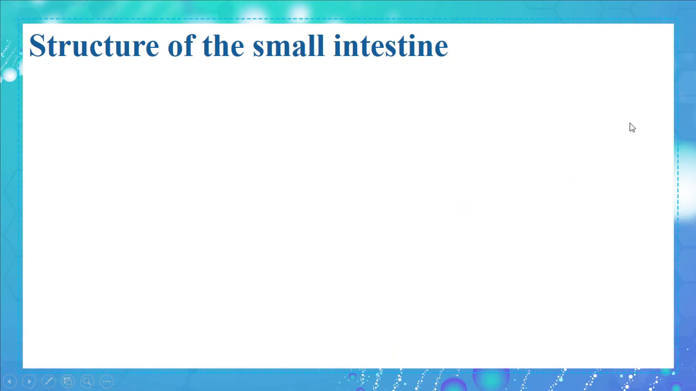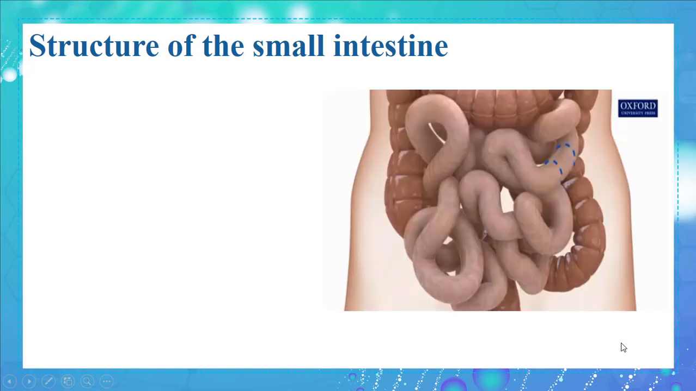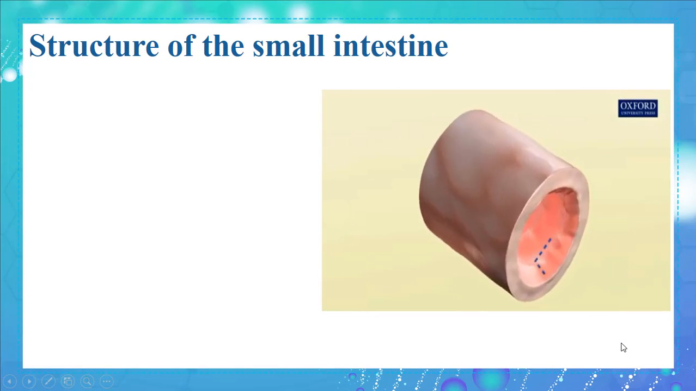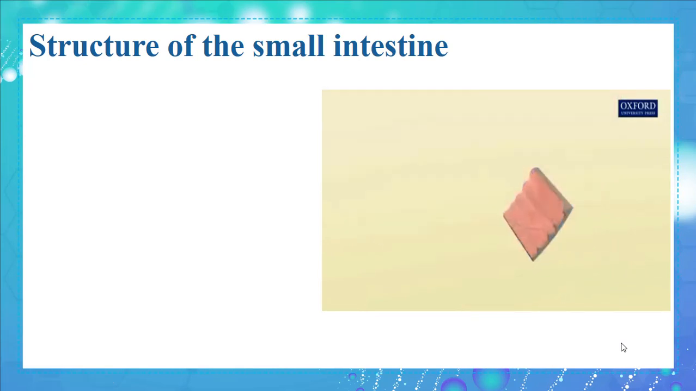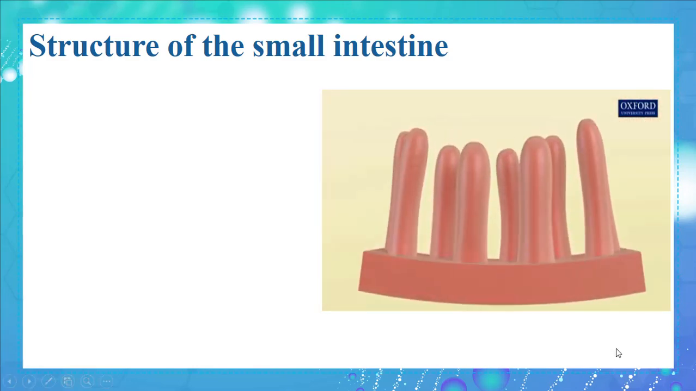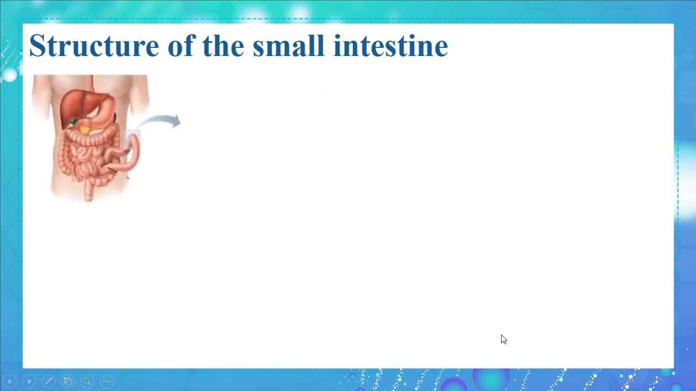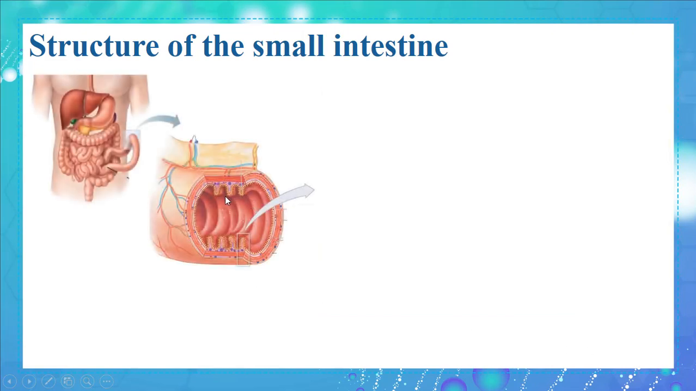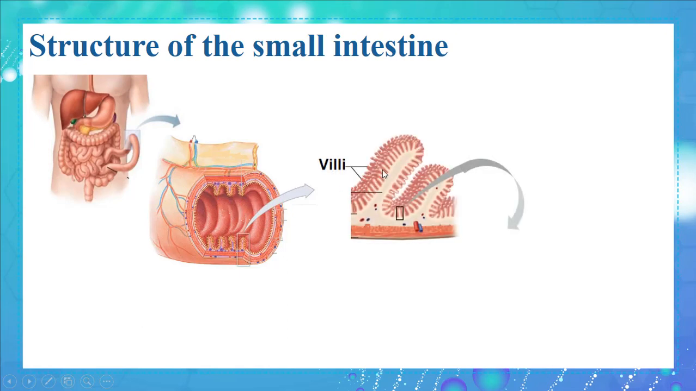Let's now study the structure of the small intestine where the nutrients are found. If we take a portion of the small intestine and cut it open, we will see that the inner wall of the small intestine is not smooth. It is covered with circular folds or ridges, each of which is further covered with finger-like projections called villi. So, this is a portion of the small intestine cut open. You will see that the inner wall is not smooth. It is covered with circular folds or ridges. The ridges in turn are covered with numerous finger-like projections called villi.